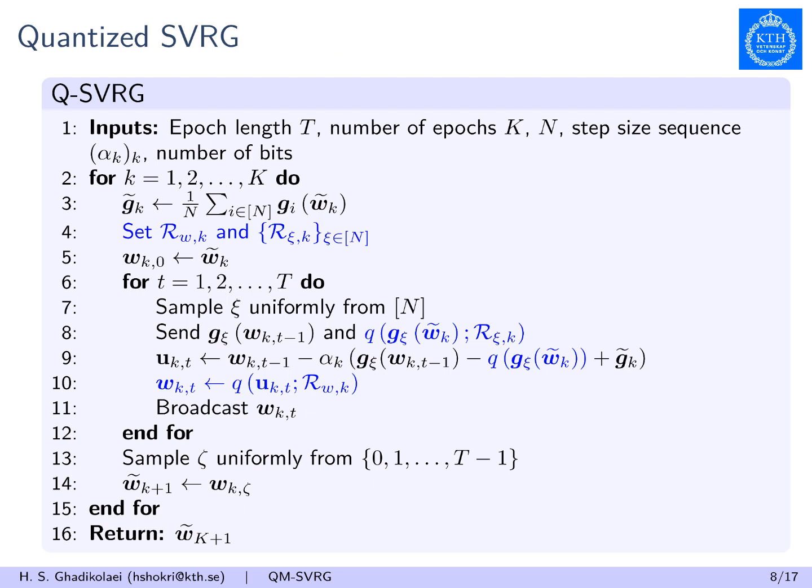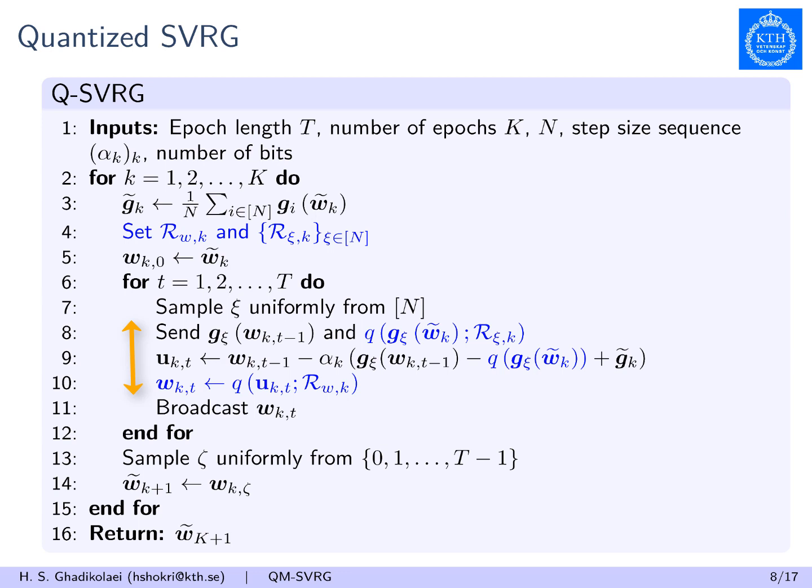This is the pseudocode of a general quantized SVRG algorithm. It's essentially very similar to the actual SVRG algorithms with three main differences. The first one is that in the outer loop at every iteration, we now need to define the quantization space for both parameters and also the gradients, R_W,k and R_zeta,k. Then in the inner loops, instead of updating based on the actual gradients, we're going to update based on the quantized version of those gradients in steps 8 and 9.